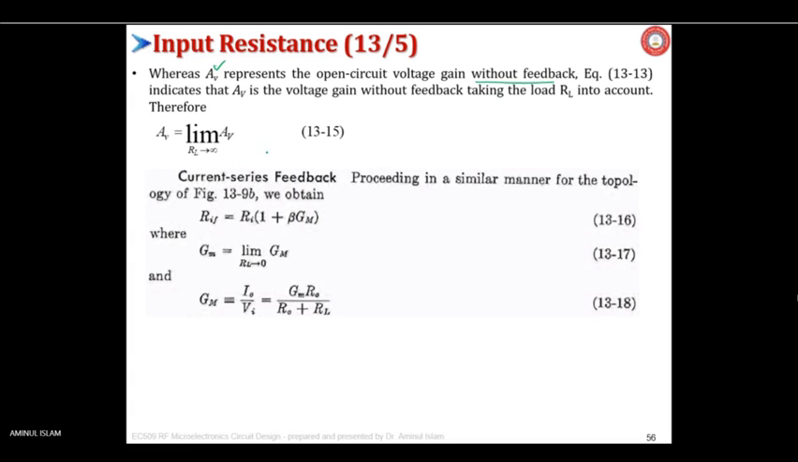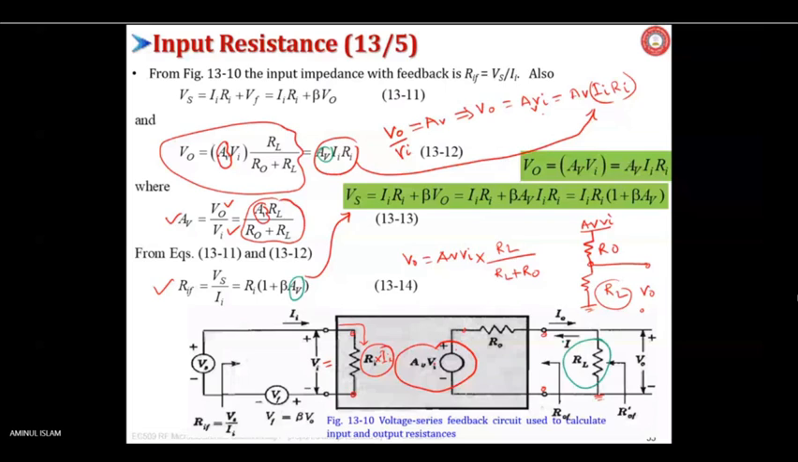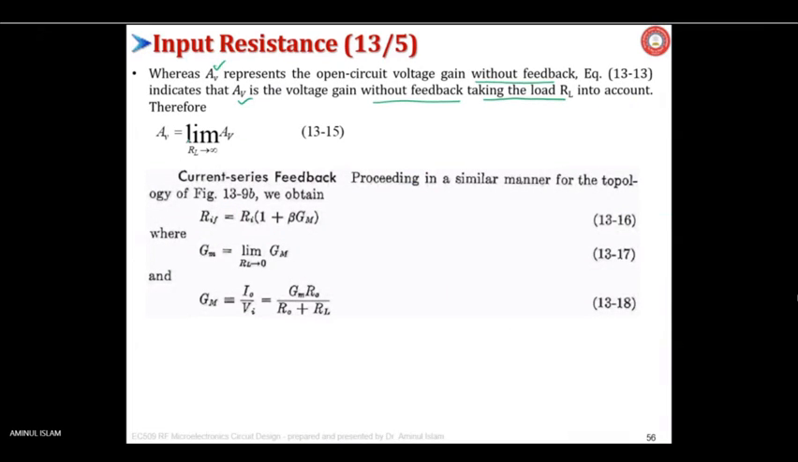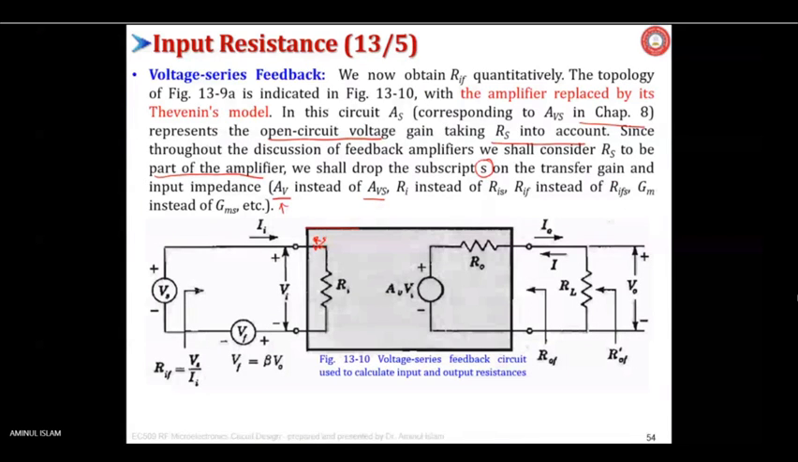In equation 13-13, Av indicates voltage gain with feedback. One was without feedback, without taking RL into consideration. This one takes RL into consideration. RL means load resistance. And therefore Av small v equals the limit of Av when RL tends to infinity. So this is all about our voltage series feedback amplifier.